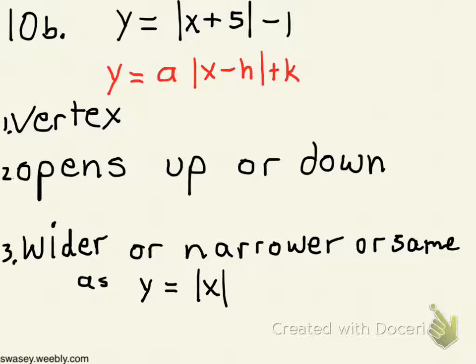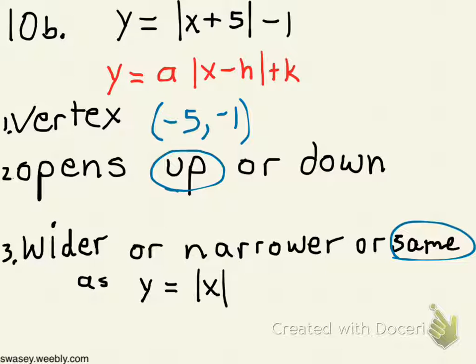Part B, you can look at it and tell that your vertex is at -5, -1. Remember, for the h, it's the opposite of what you see because of the minus in the formula. A is positive, so it's opening up. And then this one, the a is 1, so it's the same as y equals absolute value of x.